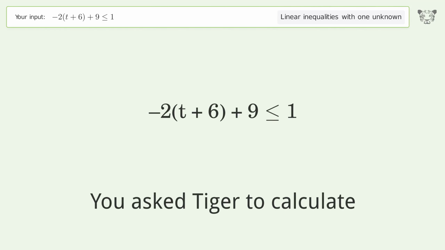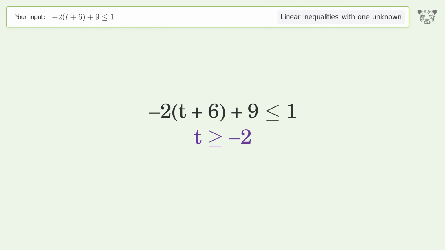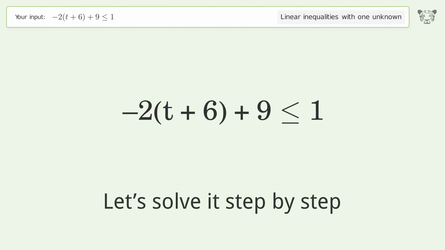You ask Tiger to calculate. This deals with linear inequalities with one unknown. The final result is t equal or greater than -2. Let's solve it step by step.